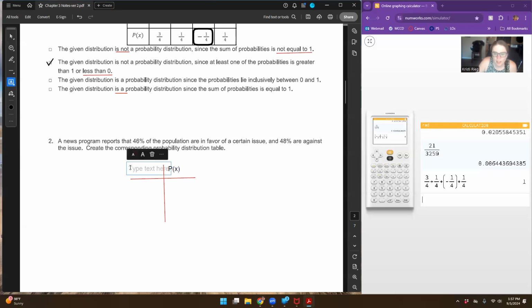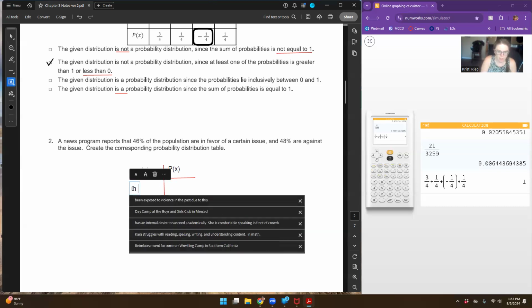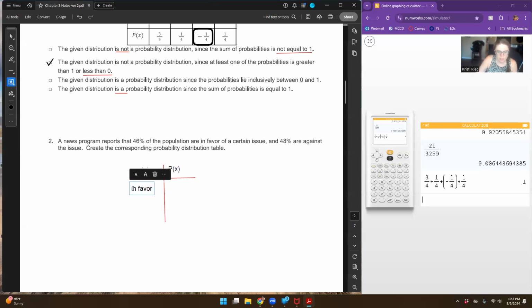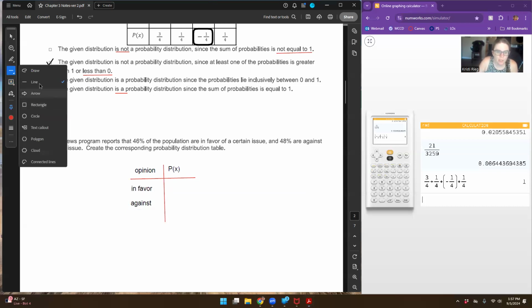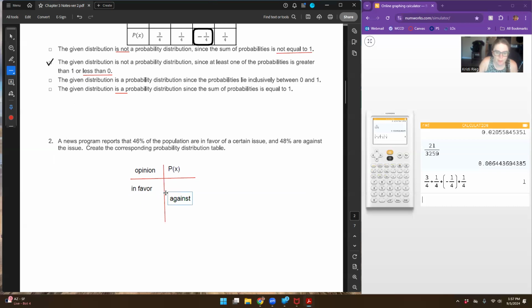And then over here, I'm probably just going to write something vague. It looks like we're asking people for their opinion. It doesn't have to be too fancy, but are you in favor or are you against? So that would be over here. So I have favor, in favor, and then I have against. Line here.